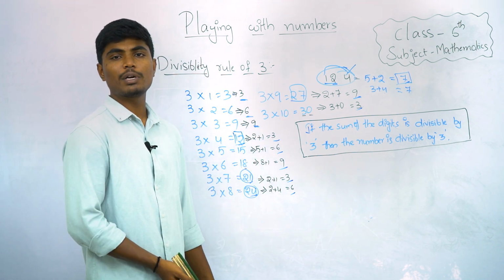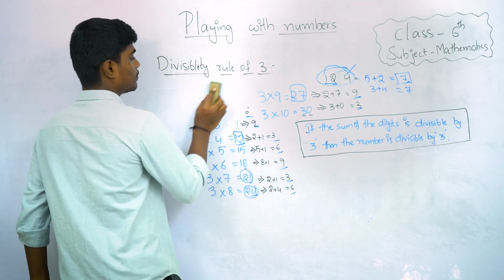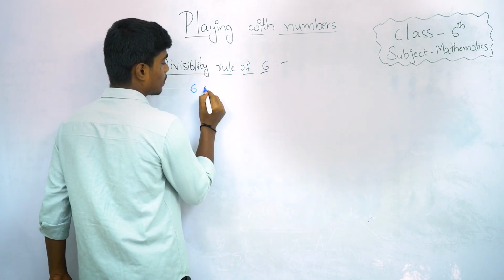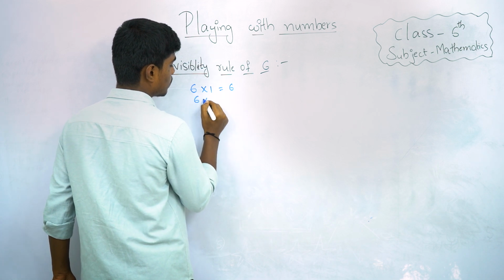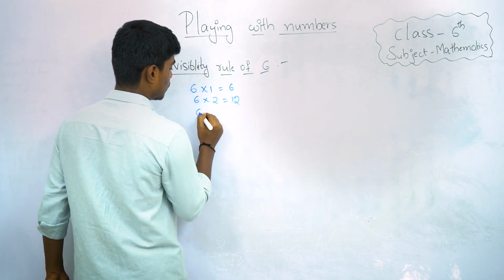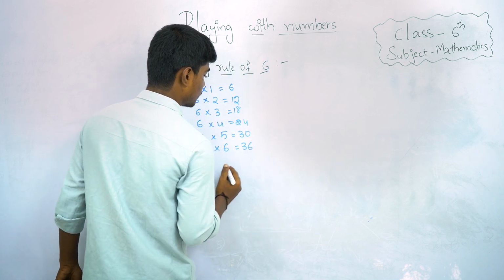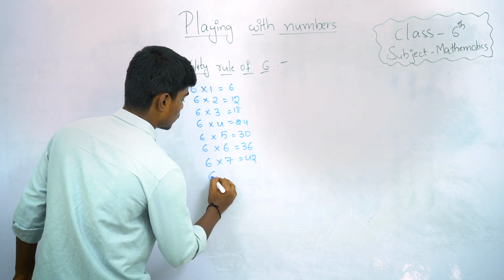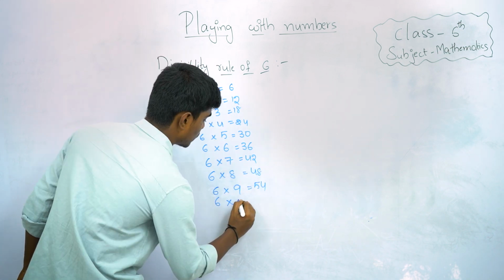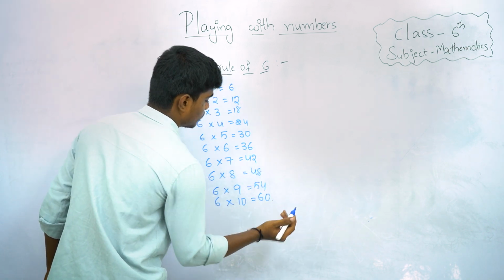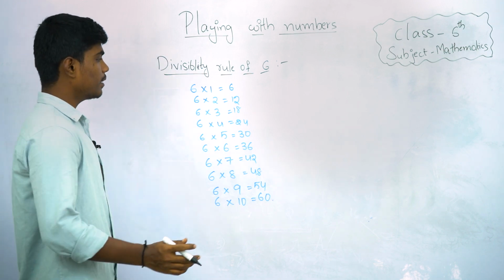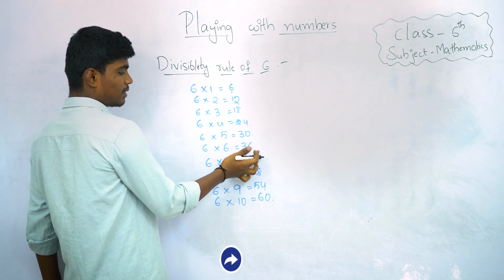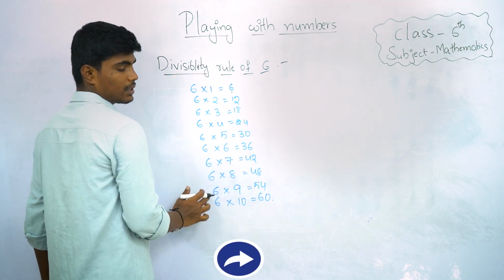Now we came to know the divisibility rule of 2 and 3. Now let's discuss the divisibility rule of 6. First let's write the 6 table. 6 ones are 6, 6 twos are 12, 6 threes are 18, 6 fours are 24, 6 fives are 30, 6 sixes are 36, 6 7s are 42, 6 8s are 48, 6 9s are 54, 6 10s are 60. These are the multiples of 6.